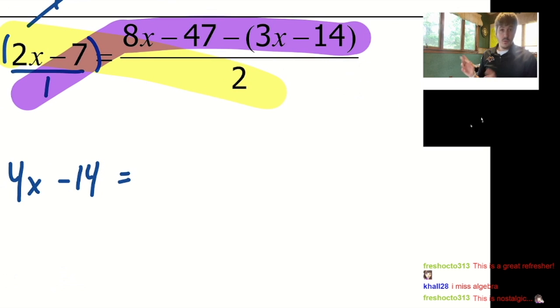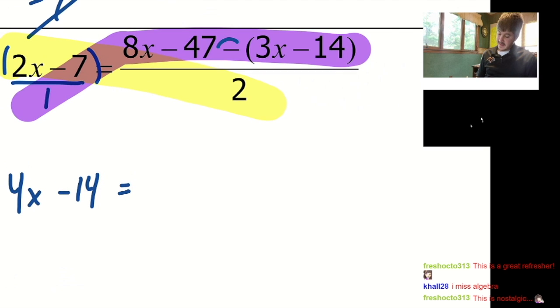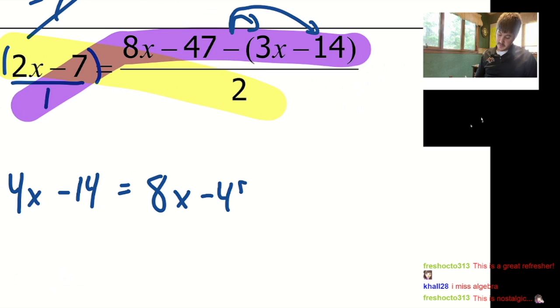However, the one thing that is different is the sign in front of the parentheses is negative. So I am going to distribute that so I can drop the parentheses. So it is going to be negative 3x, and then it's a negative into a negative 14. So that is going to flip it to a positive 14. So you still have 8x minus 47. There was nothing going on with those two. But these, now I'm going to drop those parentheses and distribute that negative across.